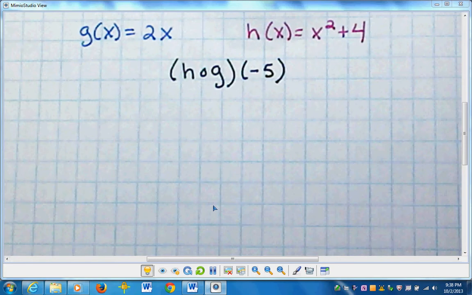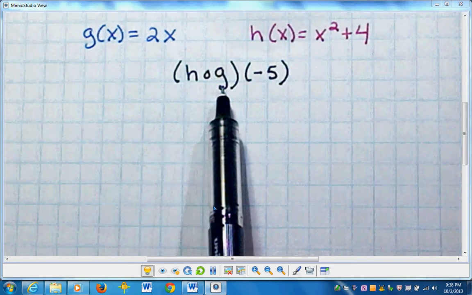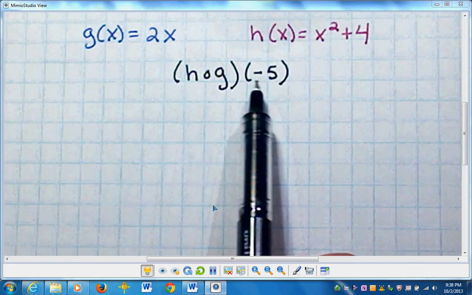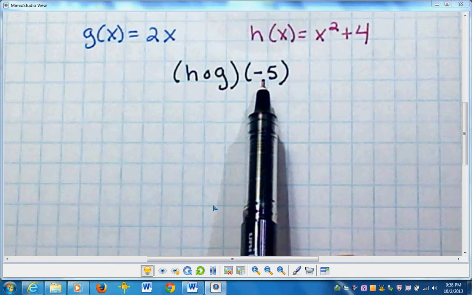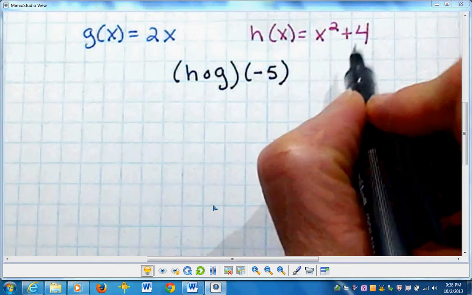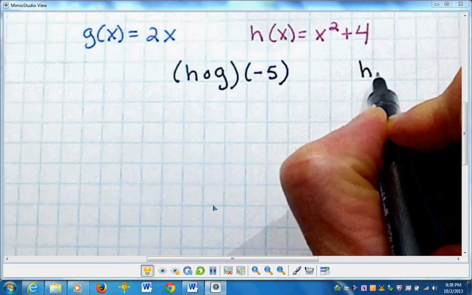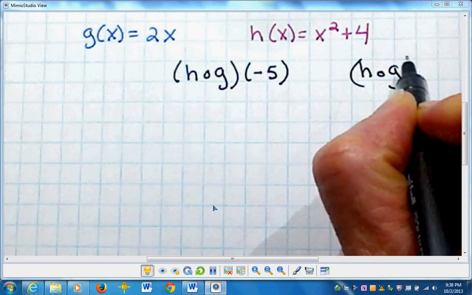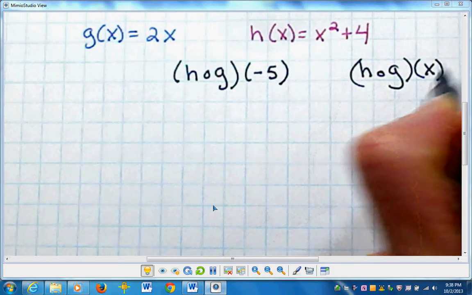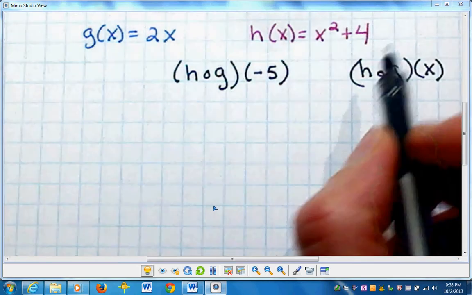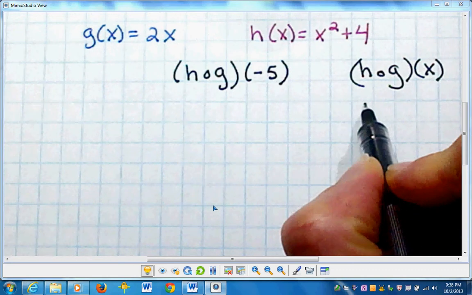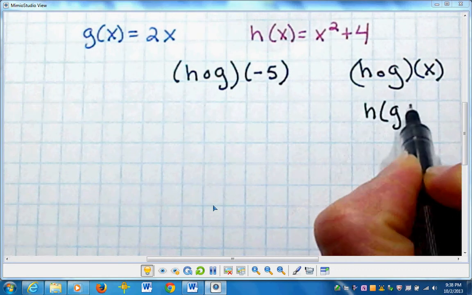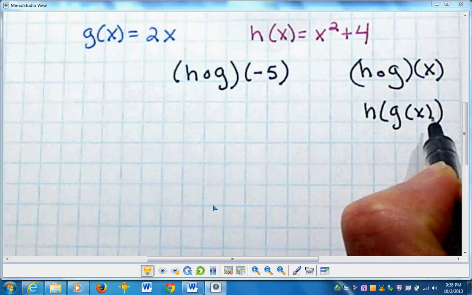In this composition of functions, h of g of -5, instead of an x, we have a -5. So previously we looked at h of g of x, and we said another way of writing this notation is h of g of x.